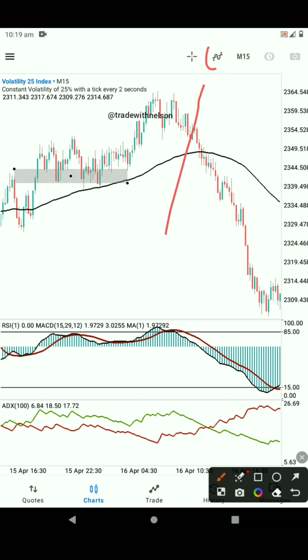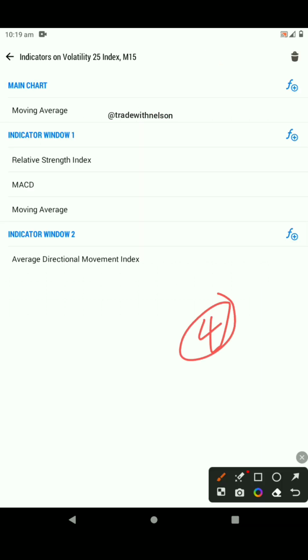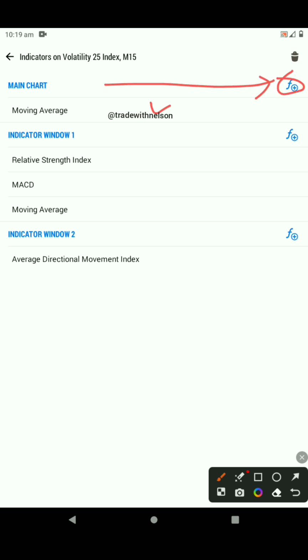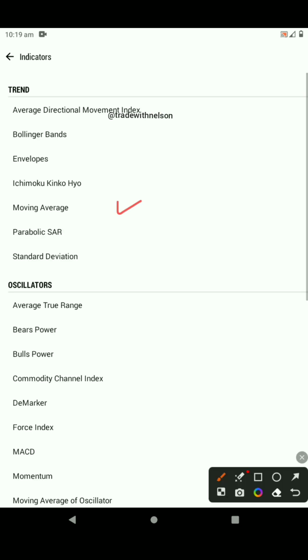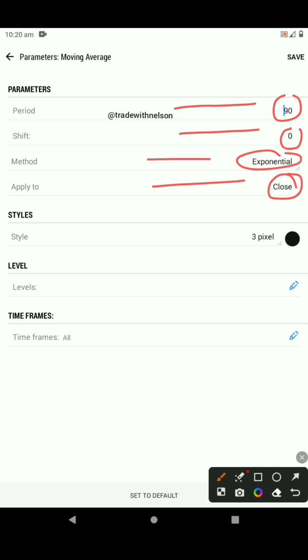First thing you do is to click on this indicator icon over here. As I said, I have 4 indicators: moving average, MACD, RSI, and the ADX, which is the average directional movement index. To select the first moving average, click on the F icon on the main chart. Moving average. Make your period to be 90, shift to be 0, method to be exponential, apply to close, style 3 pixel, and select color of your choice. After that, click on save.